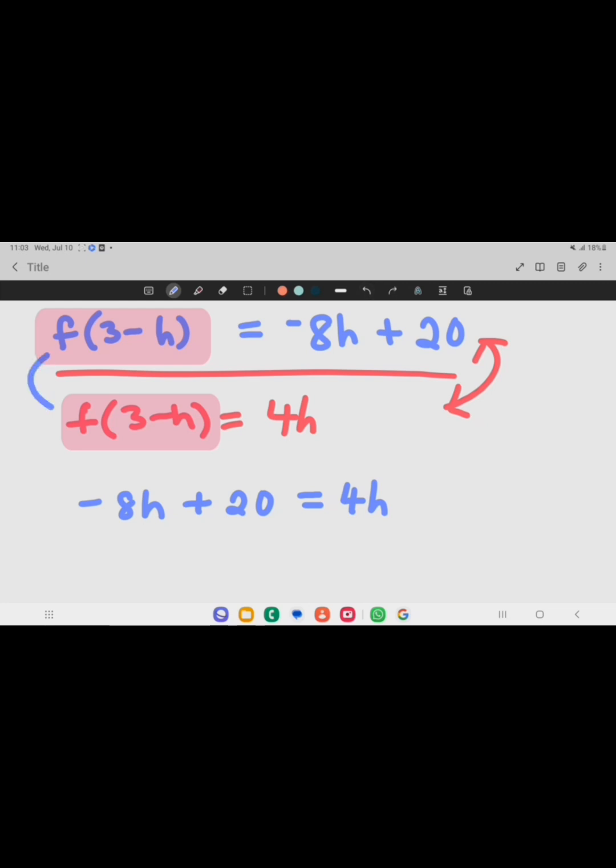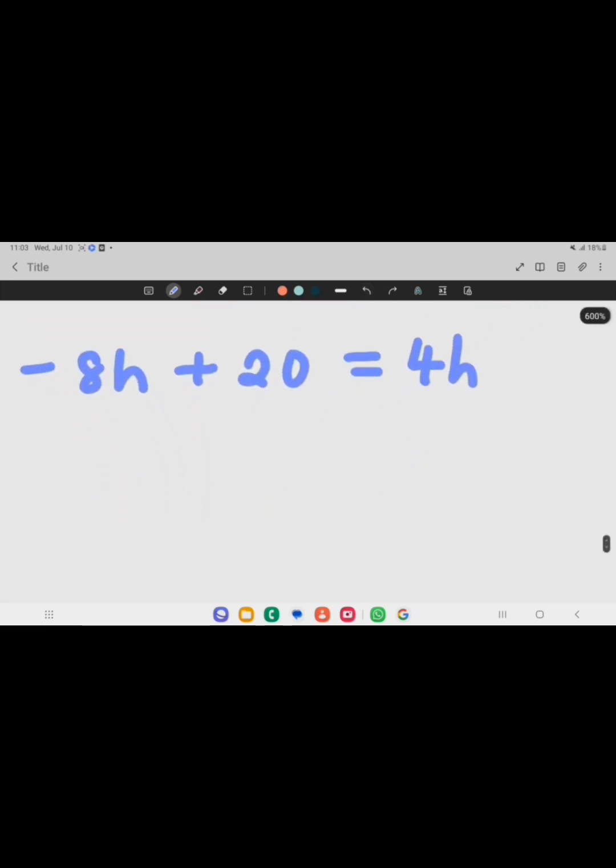What if suddenly, here let's say this one is F3 minus H, and then suddenly this one is not F3 minus H, but F1 minus H? Then can you compare them? No, you cannot. You can only compare them when the subject is exactly the same. So this is what you will get when you compare: negative 8H plus 20 equals to 4H. So now can you find the H? Yes, you are just going to do the algebra as usual, so that you will get the H value.